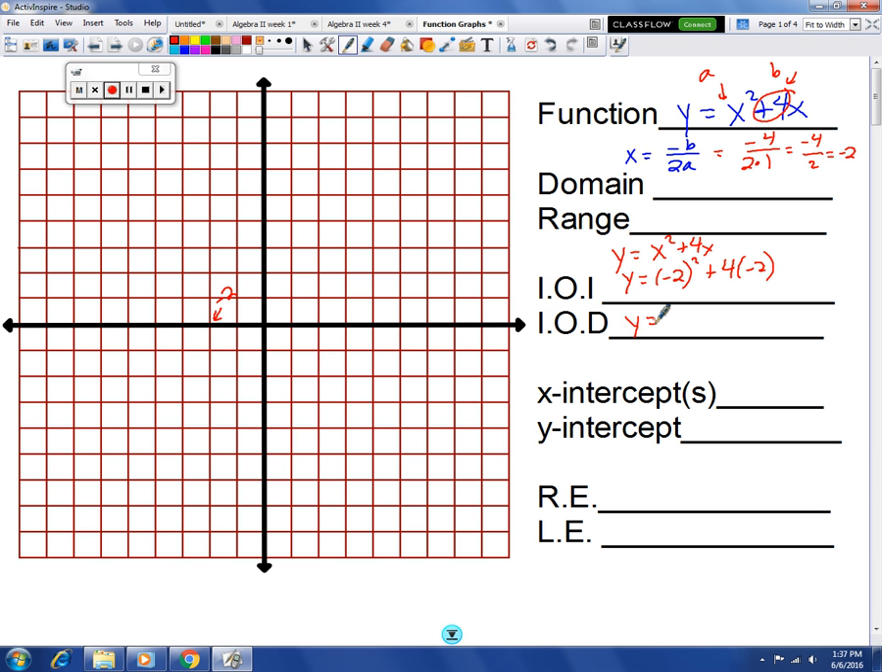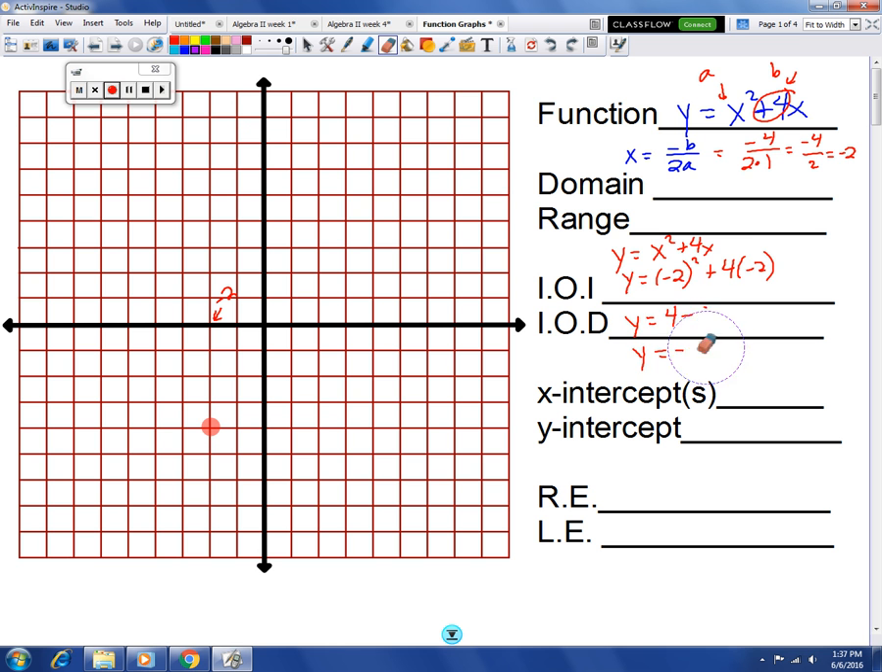So y: negative 2 squared is a positive 4. 4 times negative 2 is a negative 8. So 4 take away 8 is negative 4. Negative 4 is the y-coordinate of the vertex, so negative 2, negative 4 is the vertex. I can start from the origin, go left 2 and down 4. That's my point of the vertex.